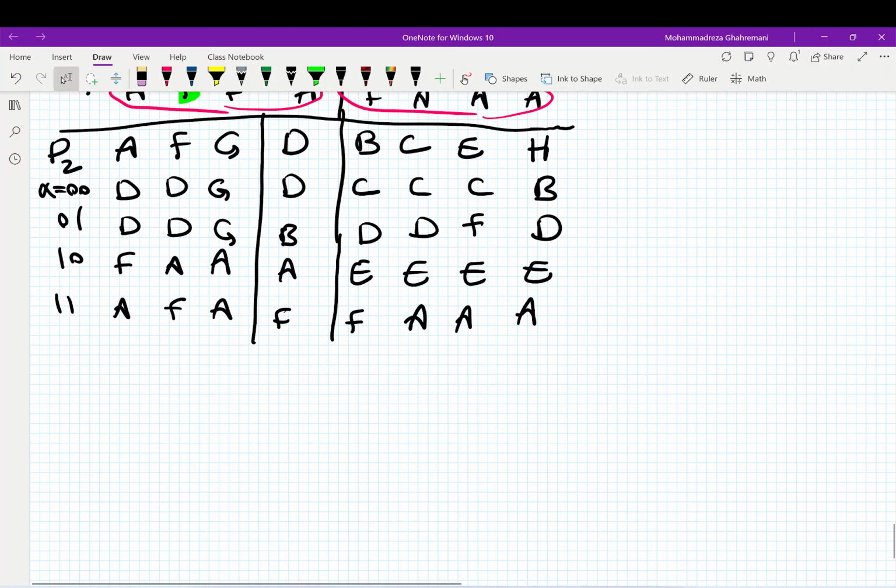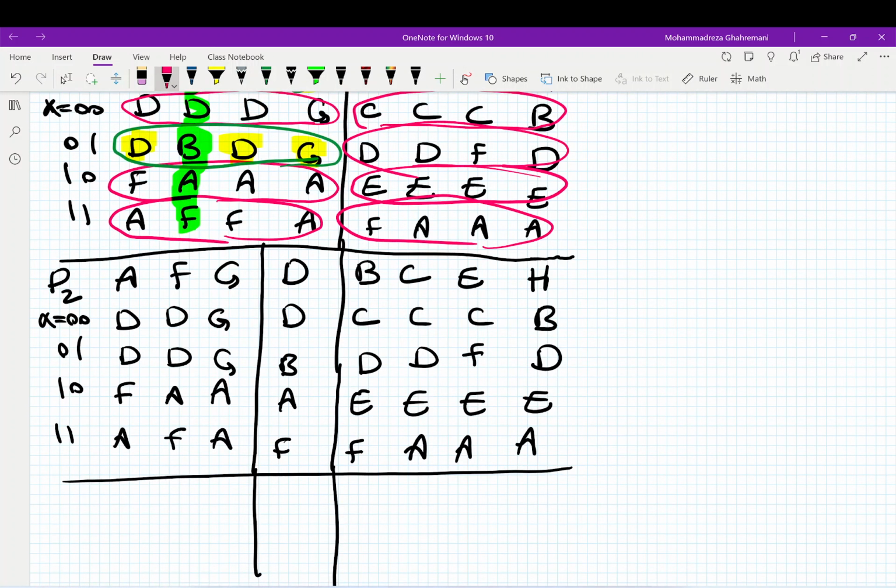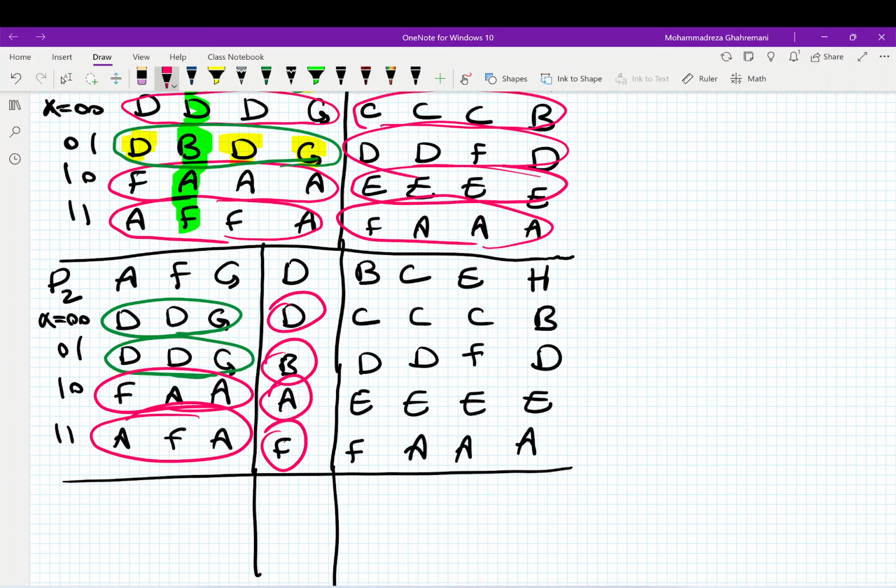Okay. Now that we reach this point, again we examine all states. D and G are not in the same single block. G is here, D is here. So they are not. Again, D and G, they are not. FA, they are in the same block. AF, same block. Single block. These are, of course, the same single block. C and B in single block.